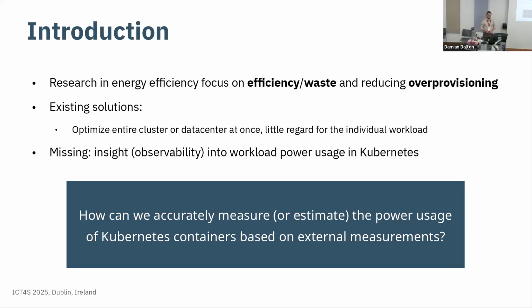Think of a scheduler that optimizes for energy efficiency. Think of observability tools that allow you to turn off a VM once in a while. All solutions that save power. However, in the existing literature, there has been very little regard for the individual workload. So single applications and how to optimize those for energy efficiency. Specifically, what is missing is observability into the workload power usage in Kubernetes.